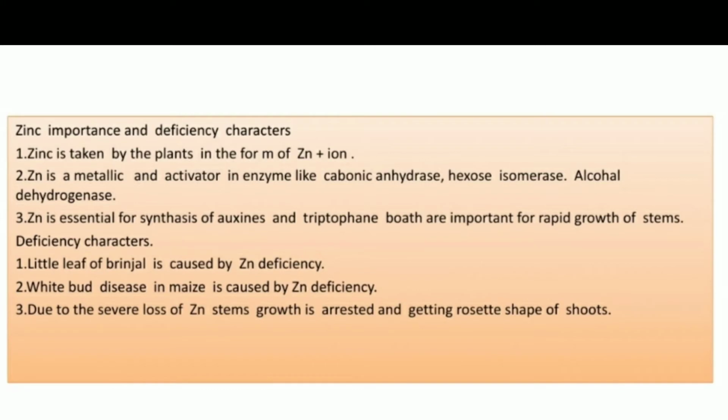The third micronutrient is zinc. Zinc is a very important element for plant growth. Zinc is absorbed by plants in the form of Zn2+ ions. Zinc is a metallic activator in enzymes like carbonic anhydrase, hexokinase and alcohol dehydrogenase. Zinc is essential for the synthesis of auxins and the amino acid tryptophan. Both are very important in plant growth and development.